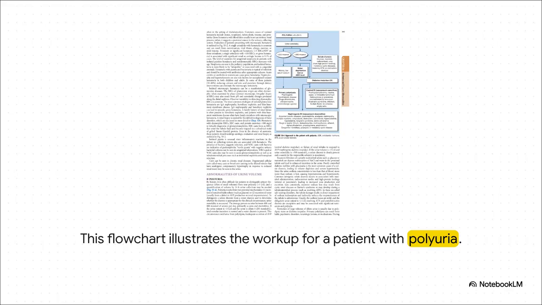And this flowchart just lays it all out beautifully. The very first step is checking the urine osmolality. If it's low, meaning the urine is super dilute, that tells us the body is losing too much free water. From there, a water deprivation test can help us figure out the two main culprits. Is it central diabetes insipidus, where the brain isn't sending the right signal, or nephrogenic diabetes insipidus, where the kidney isn't listening to the signal? It's just a perfectly logical pathway.